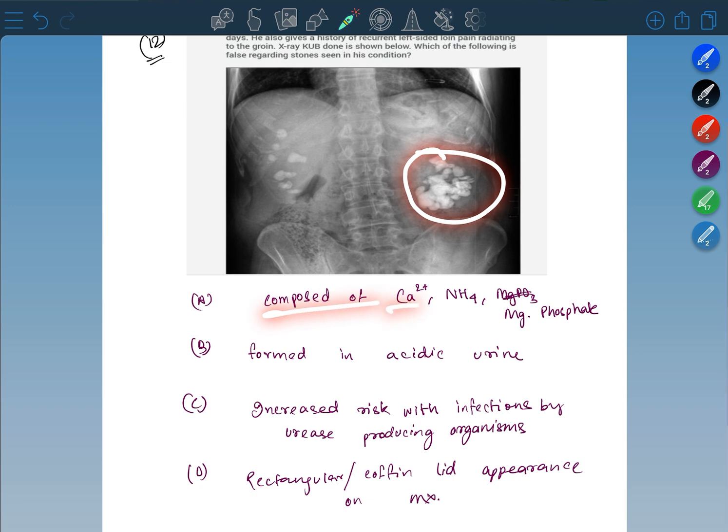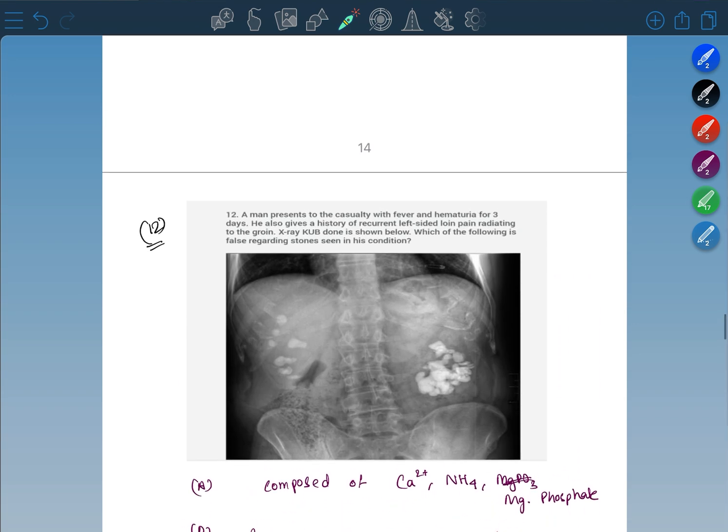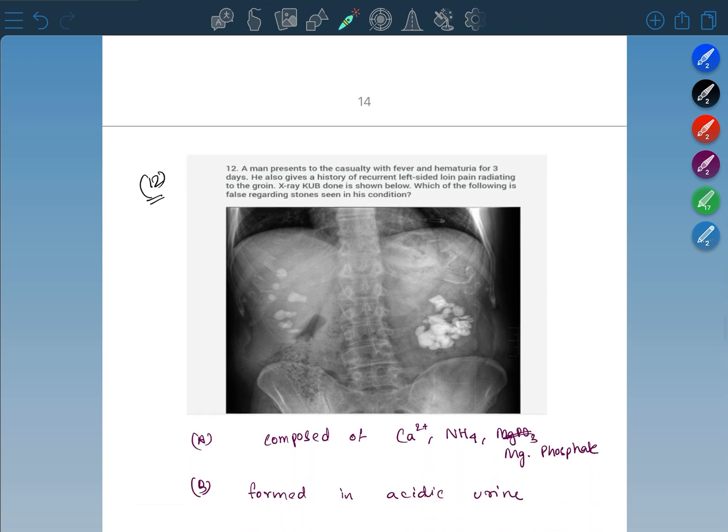The options are: composed of calcium, ammonium, magnesium phosphate; found in acidic urine; increased risk with infections by urease producing organisms; and rectangular or coffin lid appearance on microscope. Okay, pause and answer. Now this will take a bit of time because I will explain everything about renal stones, so you can answer all of them. After I explain, you will be able to answer this, and then I will say another way to answer this question, an easier, more exam oriented way.